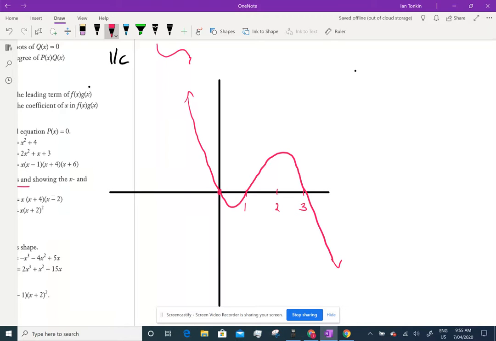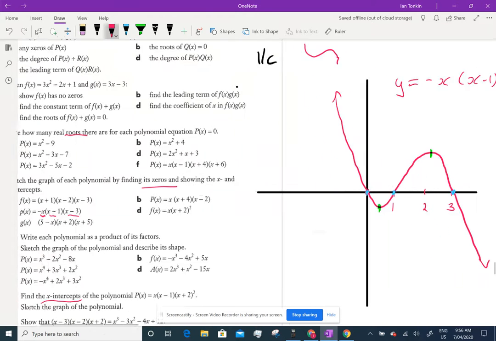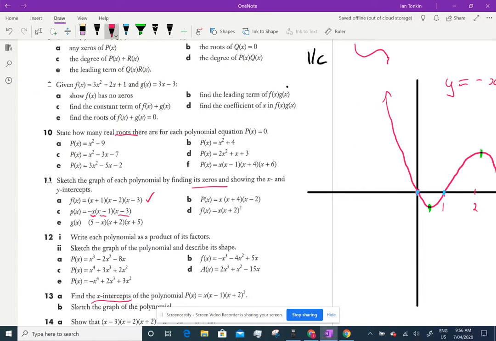You at this stage don't, so there are my 3 roots. You at this stage don't have to find these things, these turning points. We will later on, but not at the moment. But as long as you know the shape, the basic shape, what was it? Y equals negative x, x minus 1, x minus 3. So when you're doing these, again, that'll be a cubic. You need to know it, and you've got the roots.